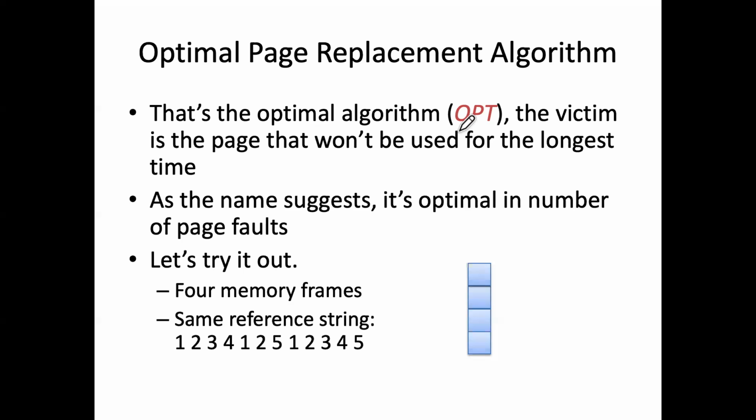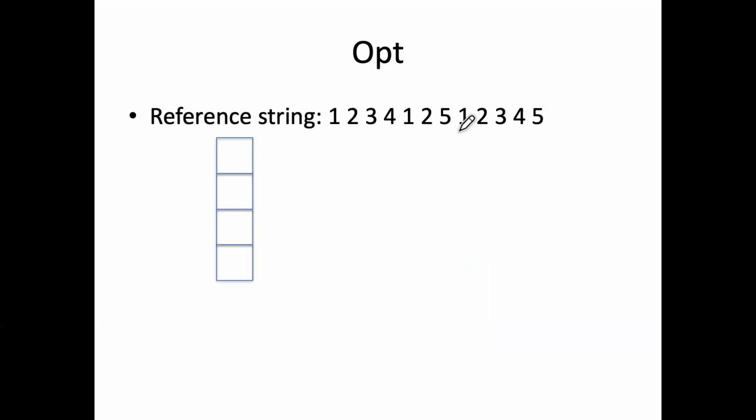So this algorithm is guaranteed to give you as few page faults as you could possibly have. At the end of a reference string, you could have other policies that tie with opt. So there are other choices you could make that might do just as well, but they can't do better. Opt is guaranteed to give you the lowest possible number of page faults. So let's see how it does.